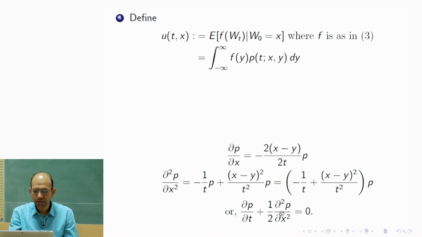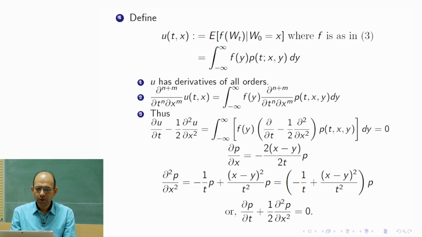Here I made a mistake, here it should be a minus sign, correct. So here it is a minus sign, so this is equal to 0. Therefore, from here we know that this part is 0. So this u satisfies the equation del u del t is equal to half del 2 u del x 2.